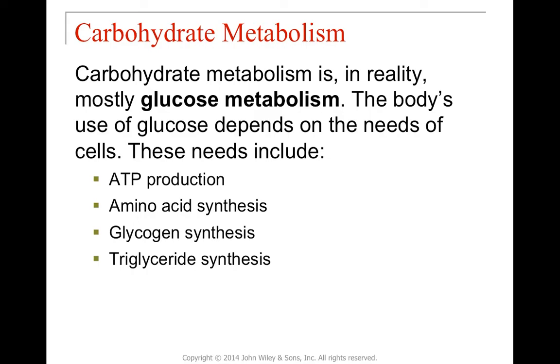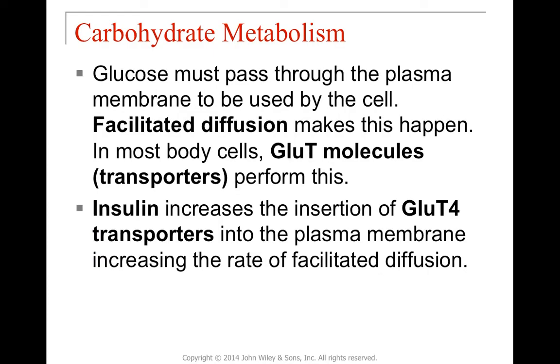We also might need to create amino acids. We also might need to make glycogen or triglycerides. So we need to create things constantly, and so therefore we need to be breaking down glucose. And when we're not creating these things, we need to be storing that glucose for later. So we'll talk a little bit more at a later point in this lecture about how we can store our glucose for later usage. But let's talk about how we use it if we need to use it immediately.